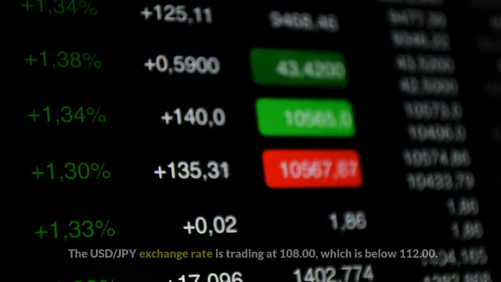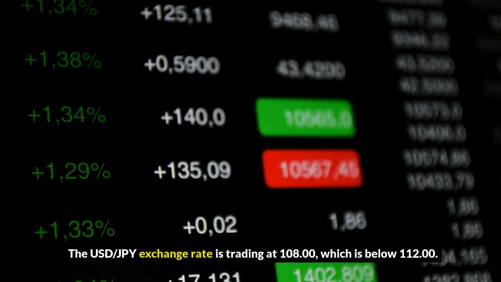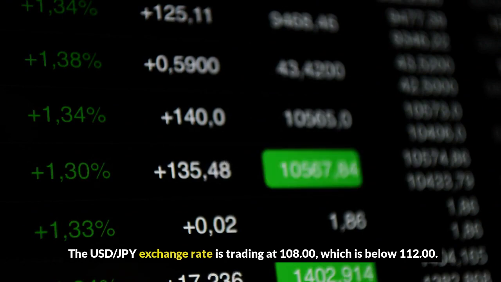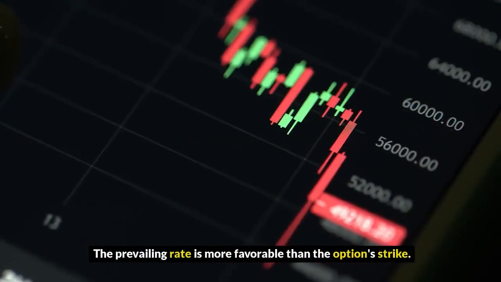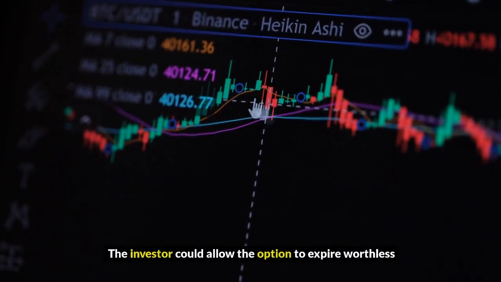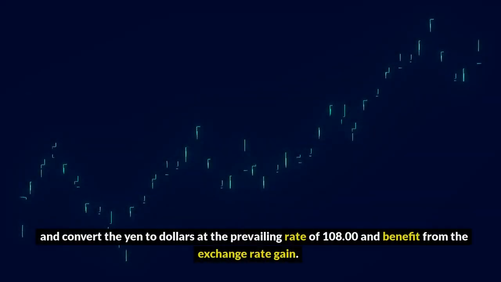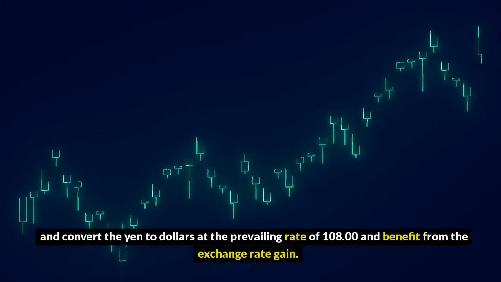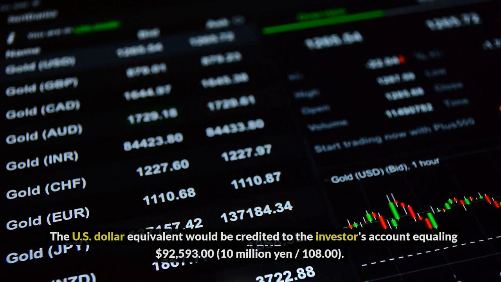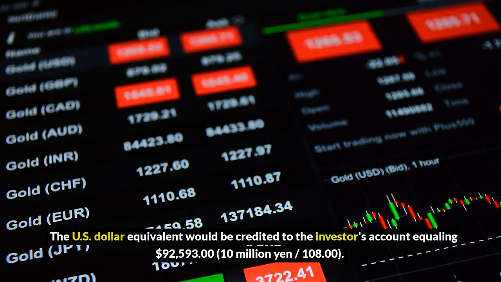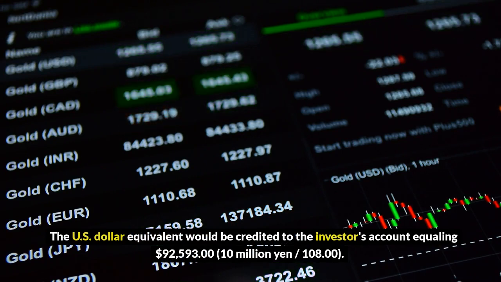Scenario 2. The USD/JPY exchange rate is trading at 108.00, which is below 112.00. The prevailing rate is more favorable than the option strike. The investor could allow the option to expire worthless and convert the yen to dollars at the prevailing rate of 108.00 and benefit from the exchange rate gain. The US dollar equivalent would be credited to the investor's account, equaling $92,593, 10 million yen / 108.00.